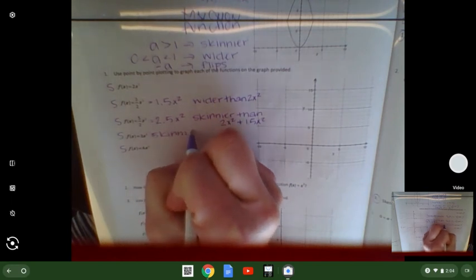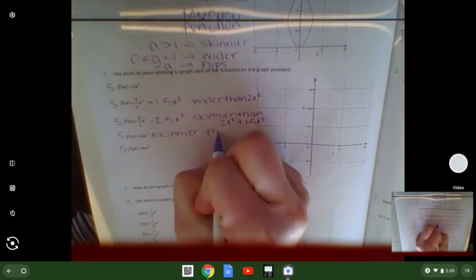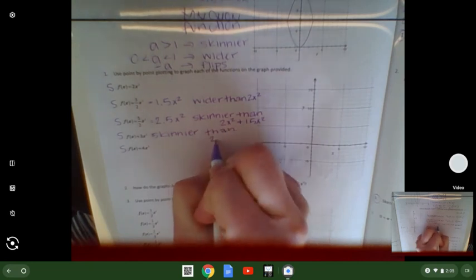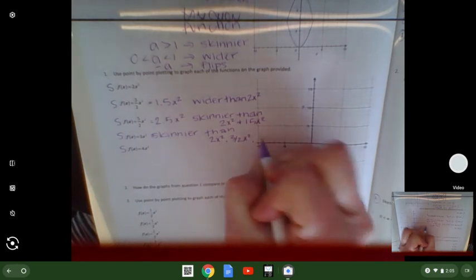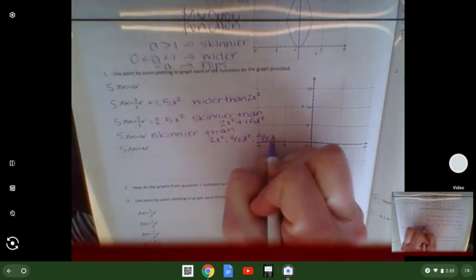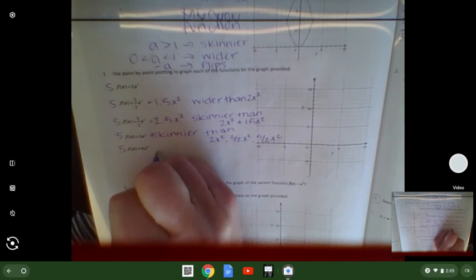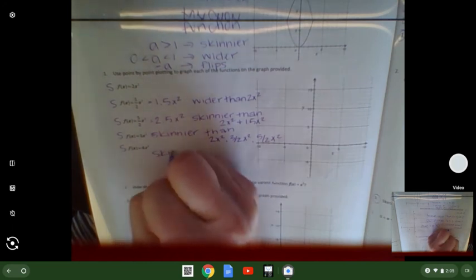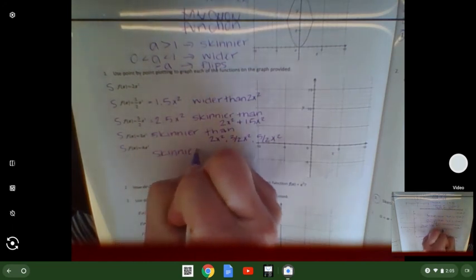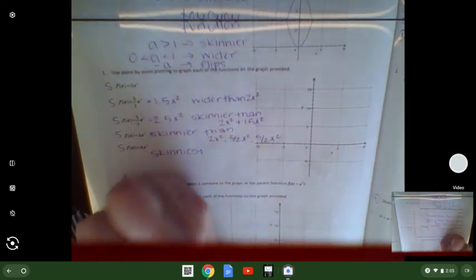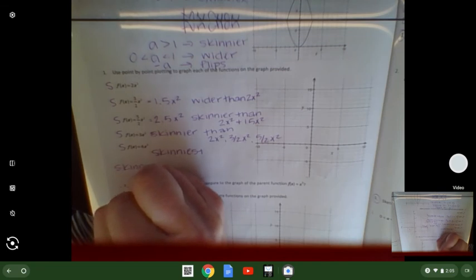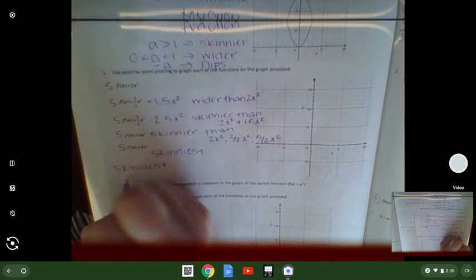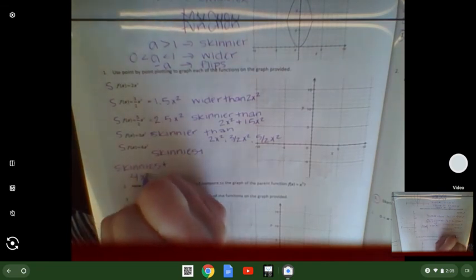than 2x squared, 3/2 x squared, or 1.5, and 5/2 x squared. And we'll notice that 4x squared is the skinniest. So if I put these in order, they're all skinny graphs, but the skinniest is 4x squared.